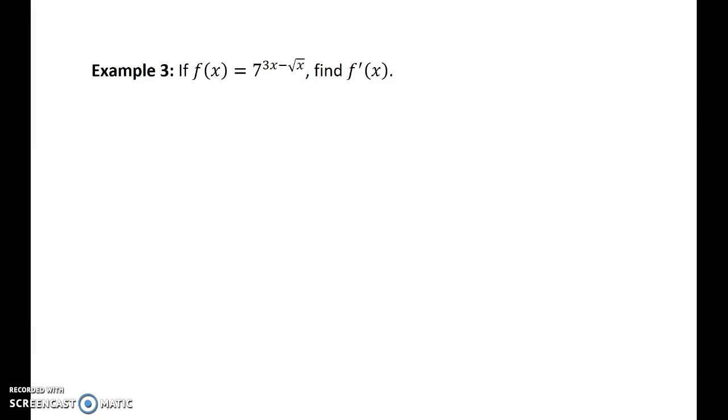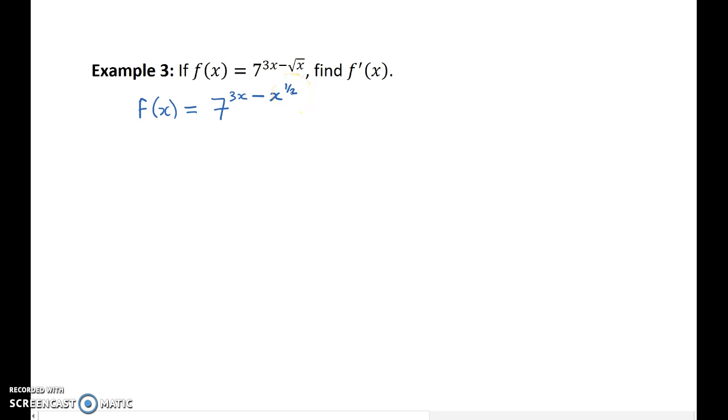Okay, this problem is an exponential, but it's one that doesn't have a base e. There's a base 7, and therefore it's a little bit unusual. One other unusual feature of it is that one term in the exponent is a square root, a radical. So I'm actually going to write that as x to the power of 1/2.